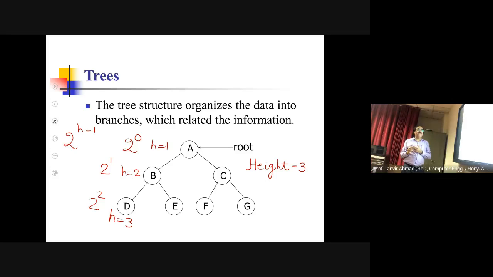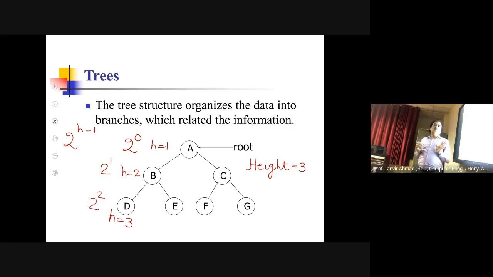What is the total number of nodes which can be there in a tree of height h? Now try to understand the question very well. What is the maximum number of nodes which can appear at a particular height in a binary tree? It is nothing but 2 to the power of h minus 1. If the height is 2, it is 2 to the power of 2 minus 1. If the height is 3, it is 2 to the power of 3 minus 1.